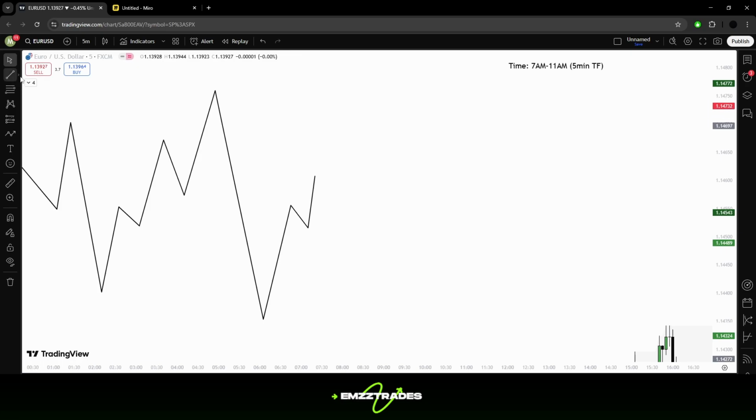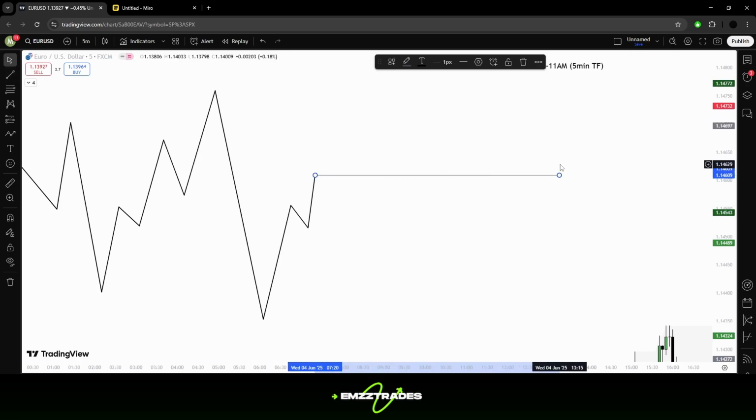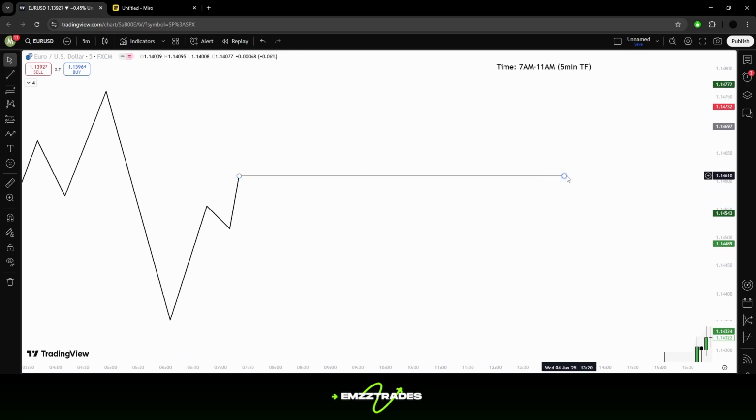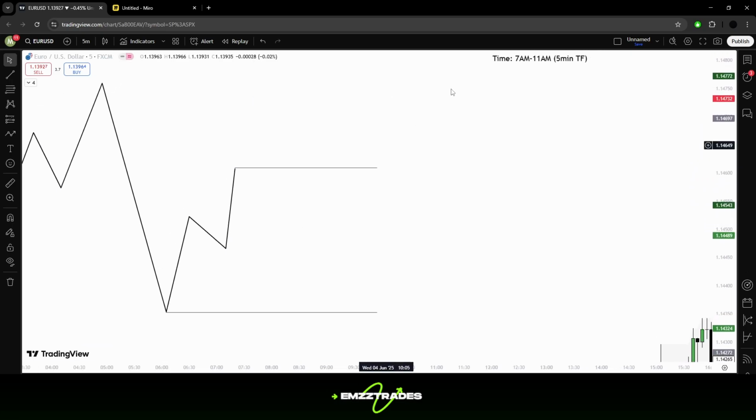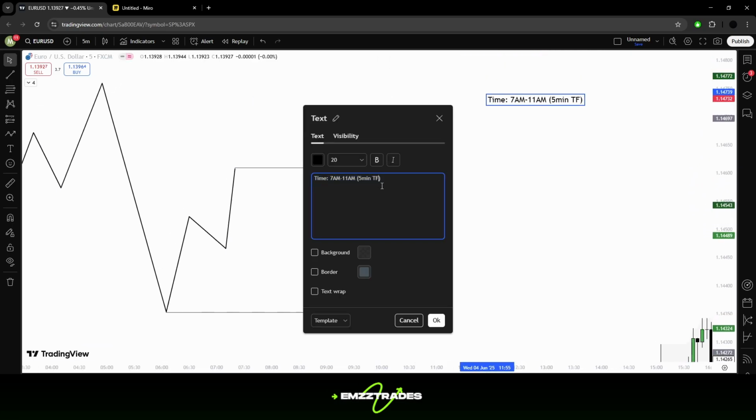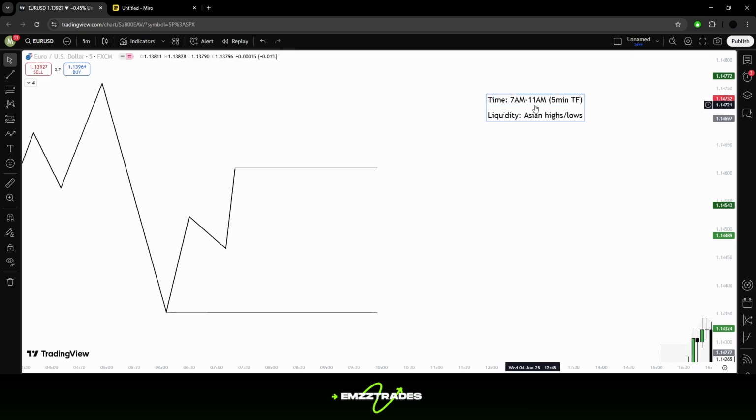You need to mark out Asian session's highs and lows of liquidity. So let's say this is the liquidity point right here, this is where our time starts, 7 a.m. We need to mark out the highest point of Asian session and the lowest point. Okay, so as you can see, there's a bit of liquidity that's been swept, and that's exactly what we needed to mark out. So after the time, what we need to do here is liquidity, right? So you need to mark out Asian highs slash lows, right? So you need to mark out Asian session's highs and Asian session's lows.